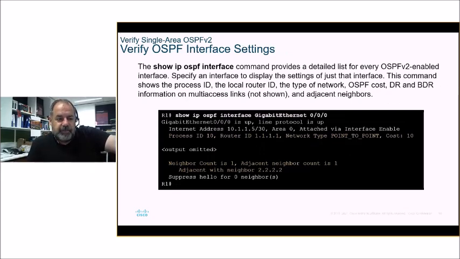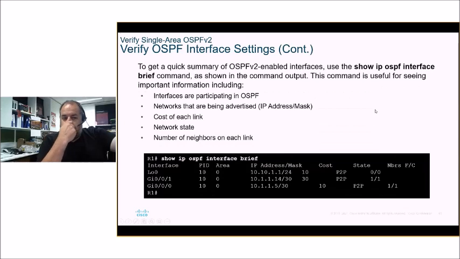Show IP OSPF interface is good, tells you what types of interfaces are on them, and so on and so forth, and tells you about neighbors and other things like that. Show IP OSPF interface brief is a very quick rundown. I've got to admit I haven't used it often, but it does certainly look good. It's got some good information, all very concise and precise.